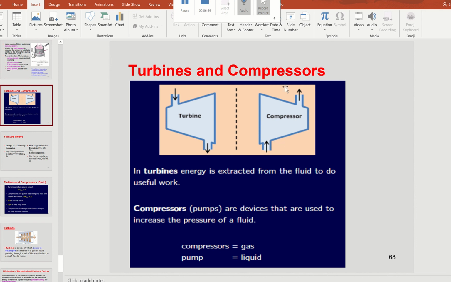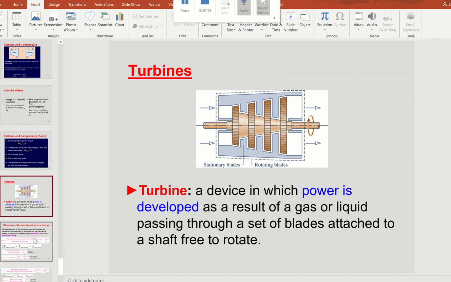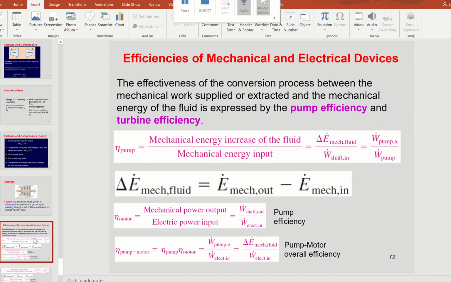That's the only difference. So here you learned three different devices. Turbine is trying to generate work. However, a compressor requires work to increase the pressure of the fluid. Okay, so knowing that will help us to understand motor and pump.